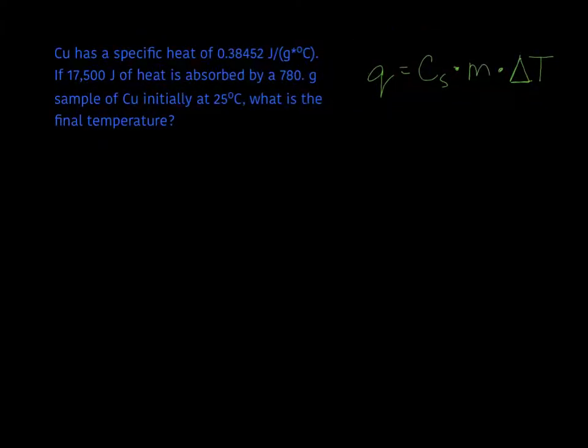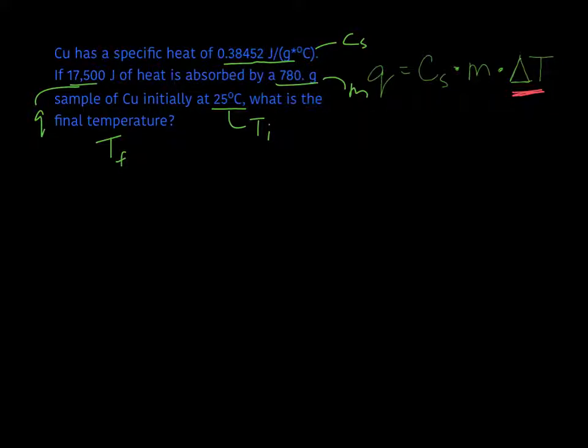All right, let's do one more. Copper has a specific heat of 0.38452 joules per gram degree Celsius. If 17,500 joules of heat is absorbed by a 780 gram sample of copper, initially at 25 degrees Celsius, what is the final temperature? Okay, so this one is the specific heat. That's Q. It's mass. And this is the initial temperature. So we're looking for the final temperature. So the way that I would do this is I would look for the delta T. So I would plug everything in and look for the delta T.